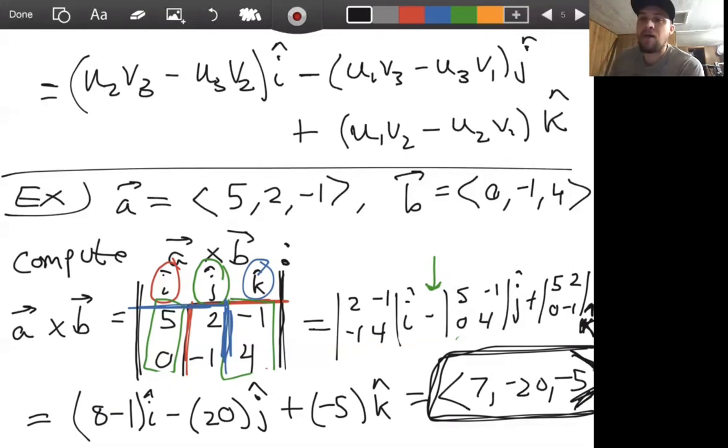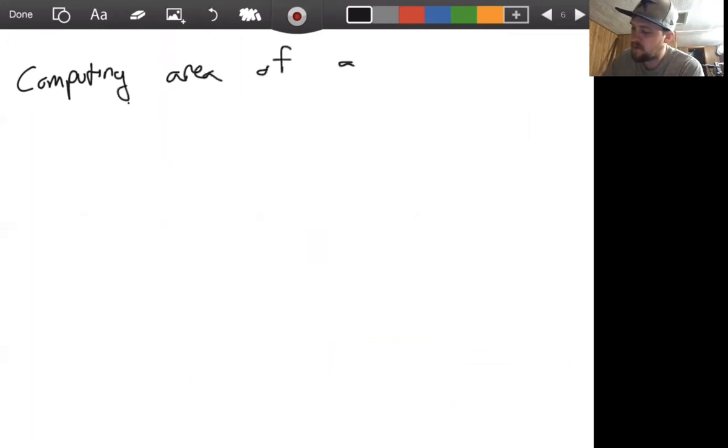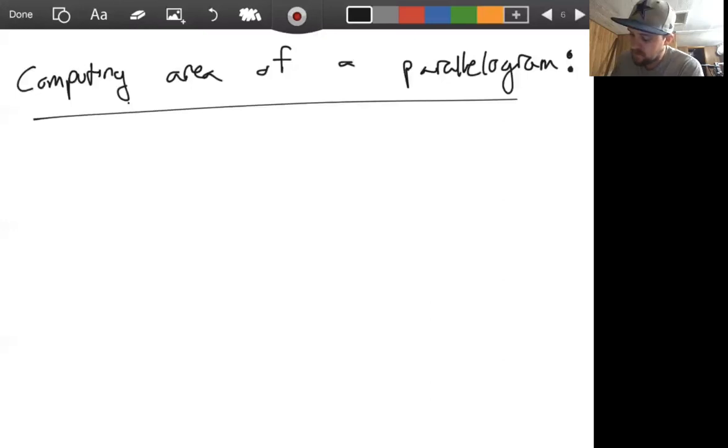So now that we know how to compute cross products using determinants in a much nicer fashion, let's talk about some applications. And so the first application I want to talk about is how to compute the area of a parallelogram using the cross product.